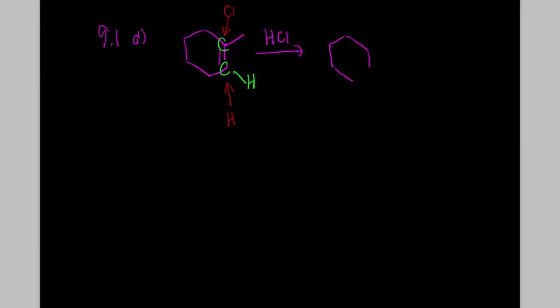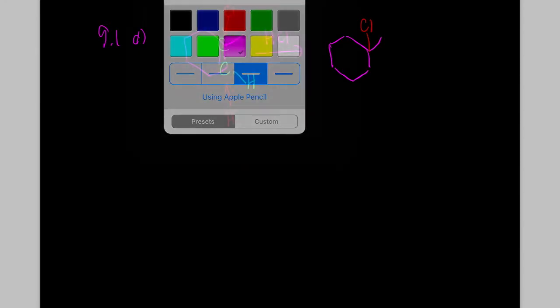Once again, just sketch out the whole organic molecule without that pi bond. And then we don't need to add a hydrogen on the bottom carbon, but we do need to add a chlorine on the top carbon. Okay. 9.E is hydrogen iodide.